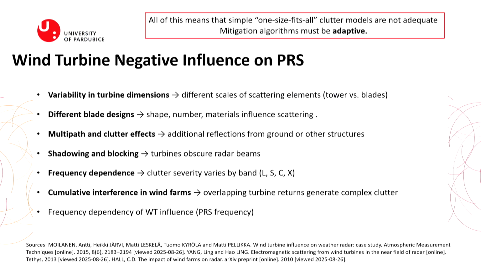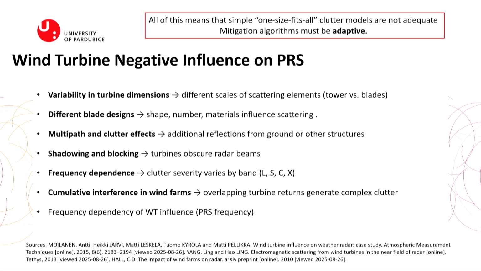Of course, if I have a 20 meter high tower, or 100 meter, or 150, it is also different. Different blade design, shape, number of blades, materials, everything influences your radar cross section.